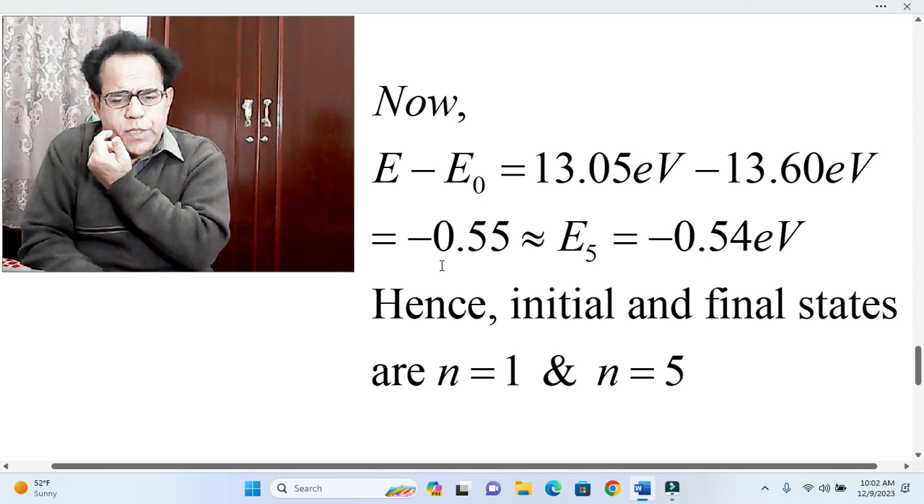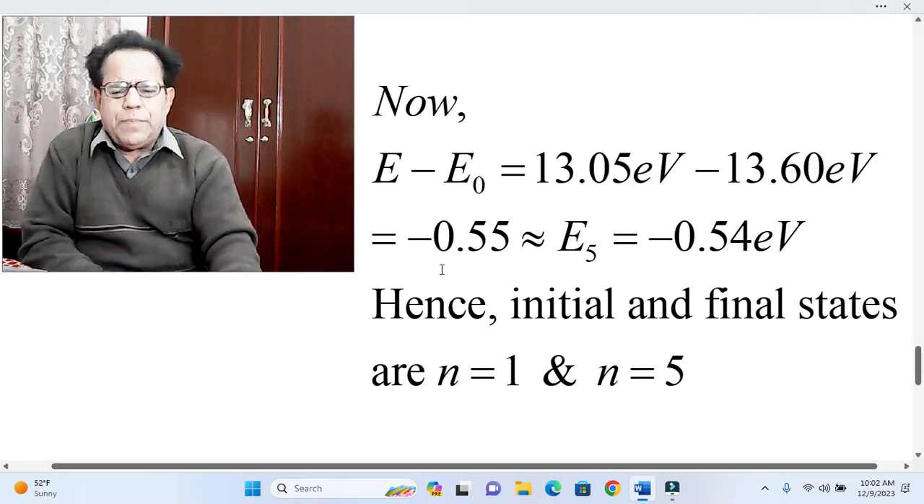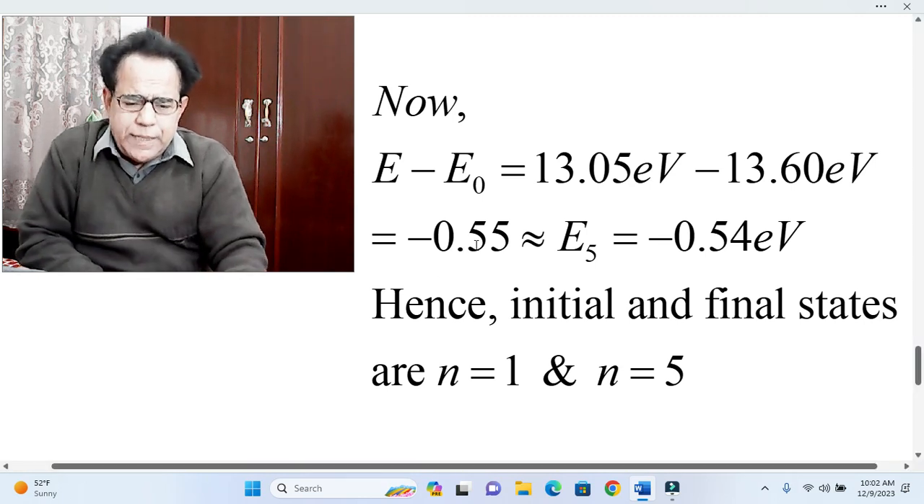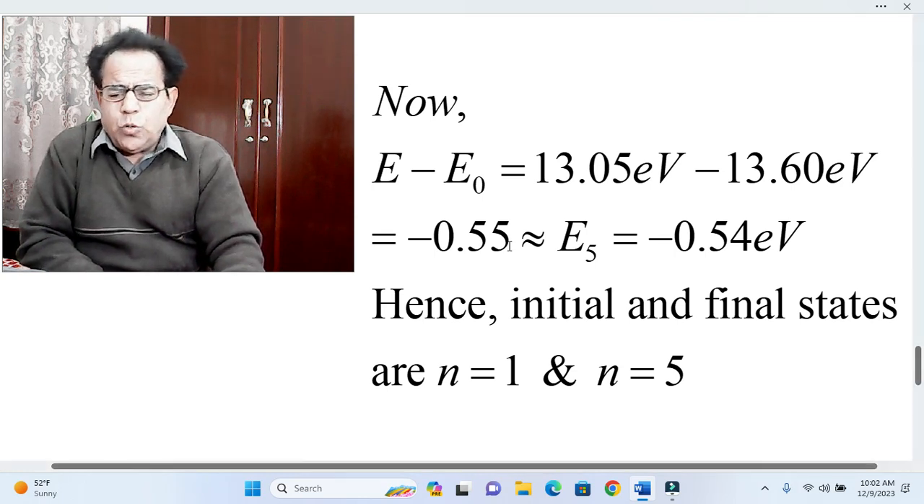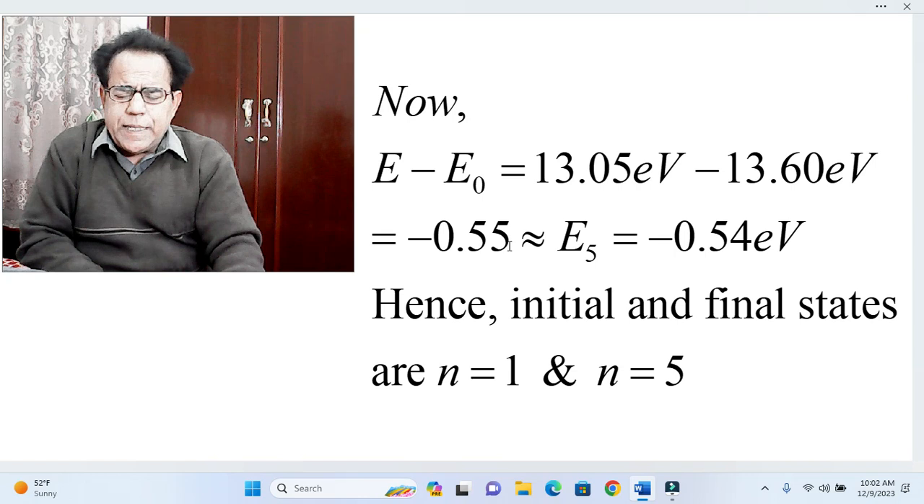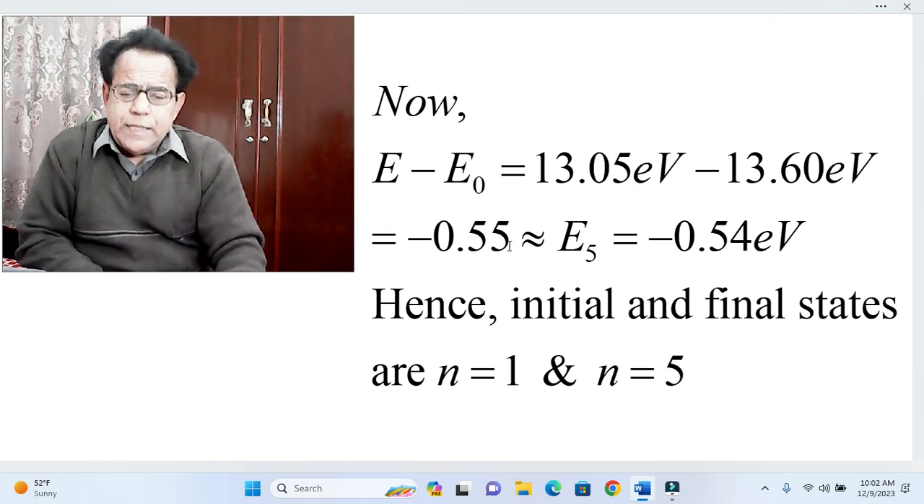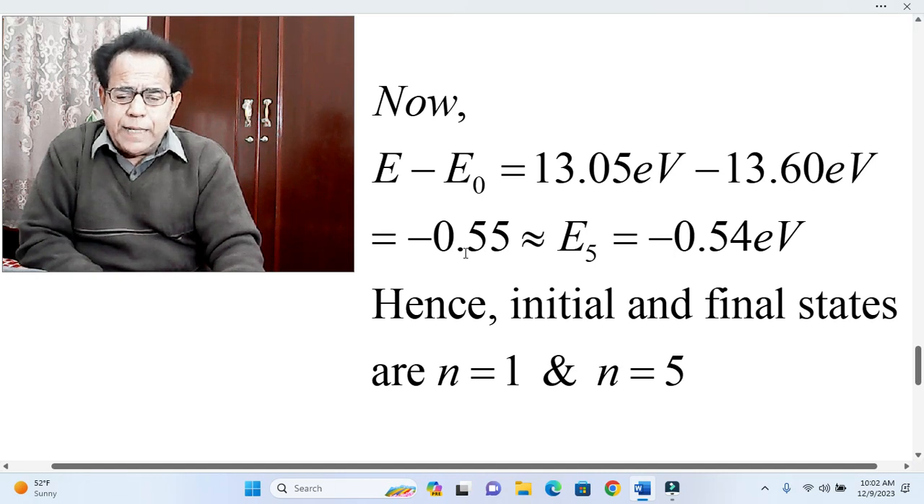Oh yes, there is a minor mistake. The only minor mistake is that with this 0.55 there should be electron volt, but perhaps only the numerical value has been subtracted, and the unit has not been written mistakenly. Okay, so this is minus 0.55 electron volt, and this is approximately equal to E5.